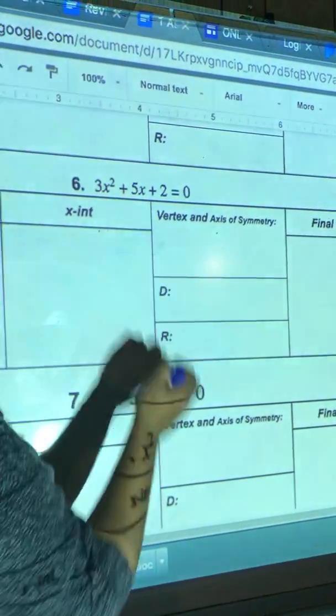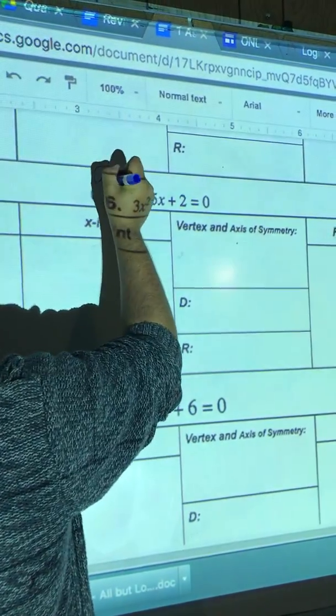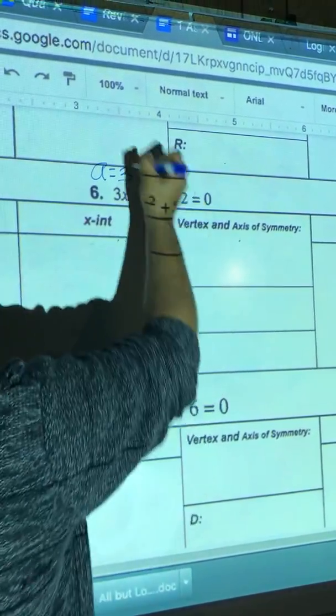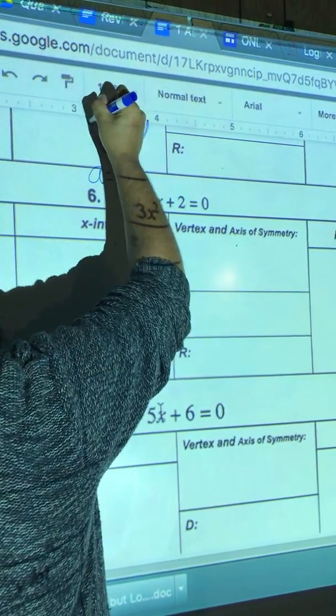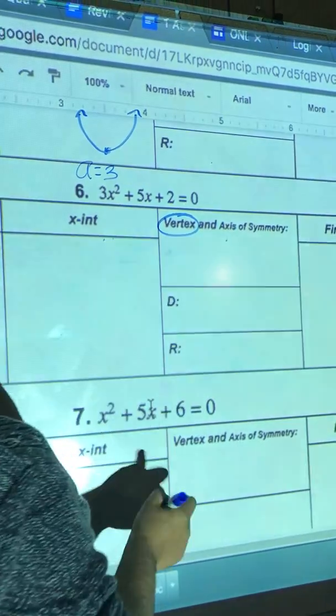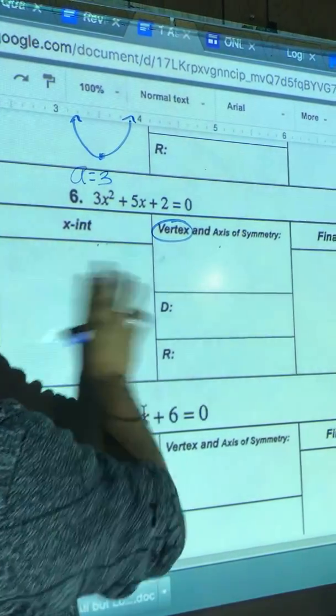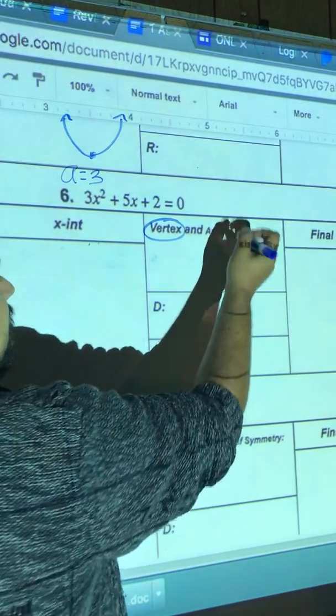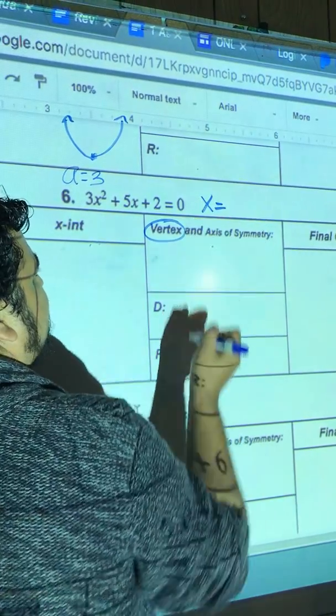Standard form equation, my a value is 3. Because it's positive, it's going to open up. Now, with standard form equations, we always find the vertex first. Now, this is my previous setup, so we need to change. We do need to do some work outside.